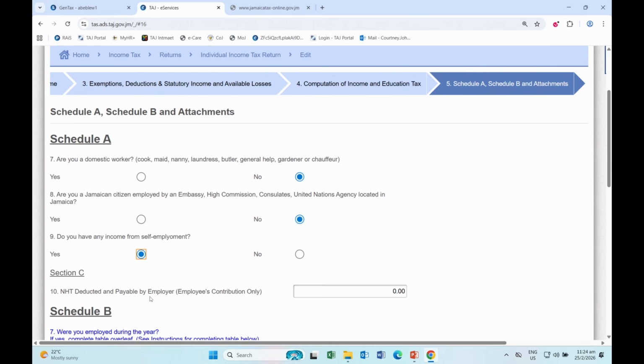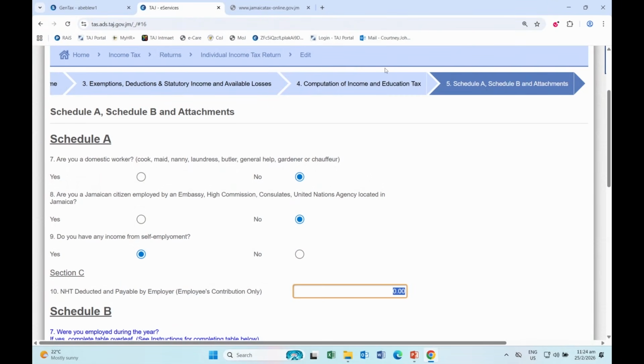The NHT deducted and payable by the employer, just the employee's contribution, we'll put that in box 10 at section C under the Schedule A. Now his NHT contribution from his employment is what is required here. Bear in mind, remember what we said about employment. Employment is if you are working for somebody and they are taking the deductions from you, right? If that is not the case, then you would not need to put anything into this box. So his employment took $15,000 from him for NHT contributions.